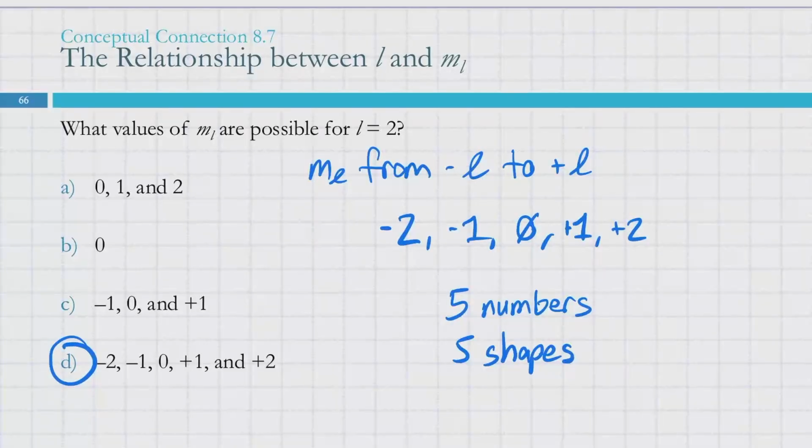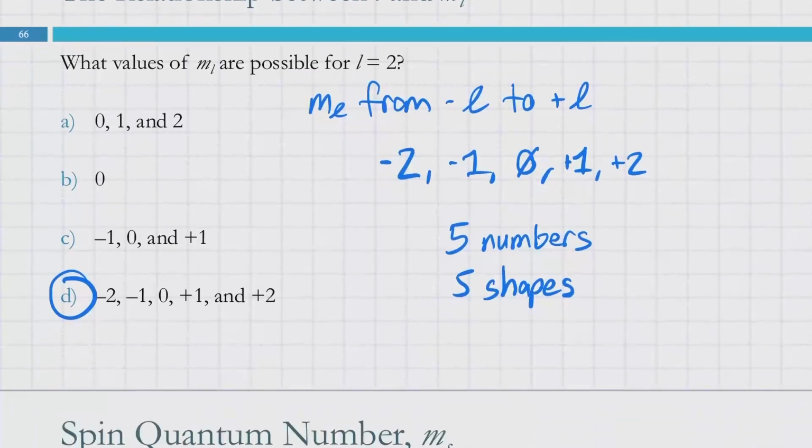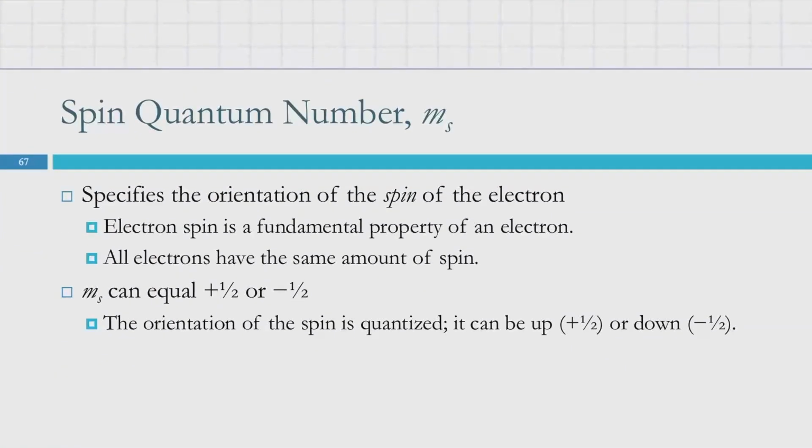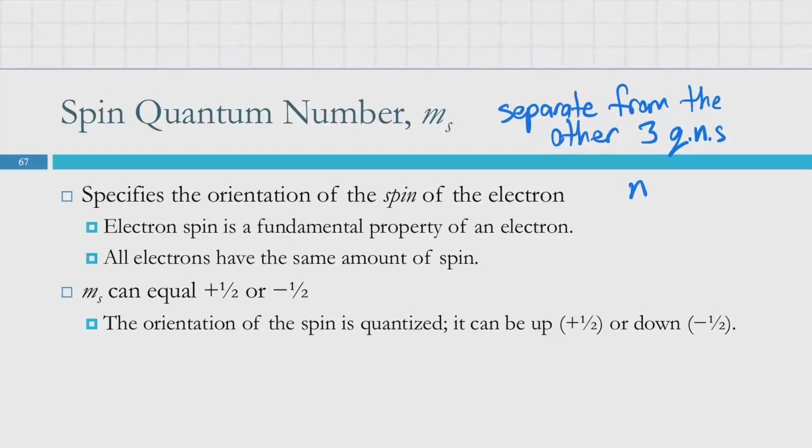Okay, and then our last quantum number, the spin quantum number. This one's separate from the other 3. There are 2 options for the spin quantum number. This is separate from the other 3 quantum numbers. The first 3 quantum numbers, n, l, m sub l, are all dependent on each other.